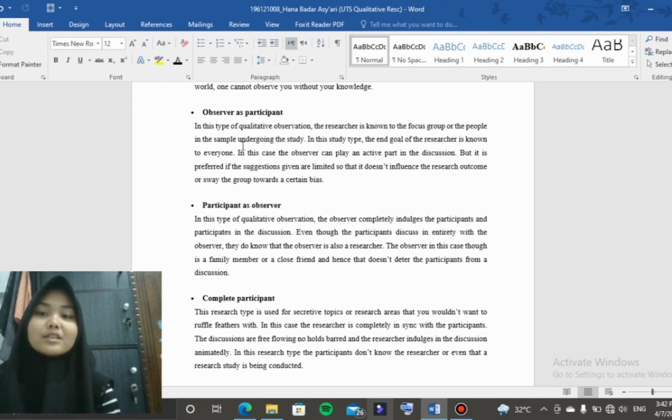The second one is observer as participant. In this type of qualitative observation, the researcher is now the focus of the group or the people in the sample undergoing the study. In this study type, the end goal of the researcher is known to everyone. In this case, the observer can play an active part in the discussion, but participation is preferably limited so that it doesn't influence the research outcome or weigh the group towards a certain bias.